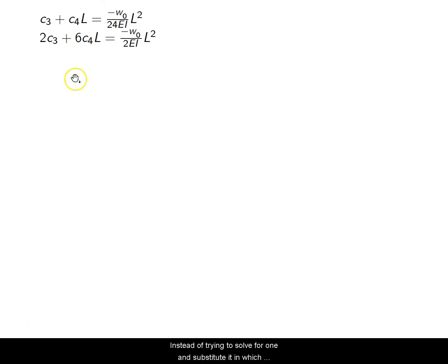instead of trying to solve for one and substitute it in, which is fine, you can do that. What I did was I multiplied this by -2. I actually did +2 and I subtracted them. So that's a little bit easier. That'll give you this result.